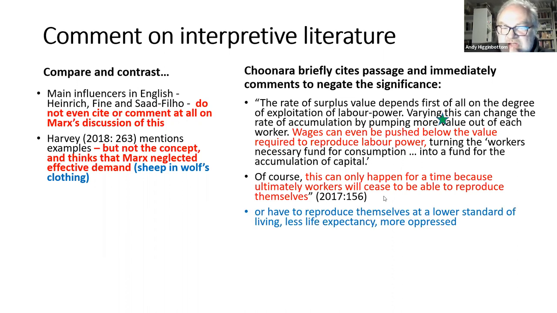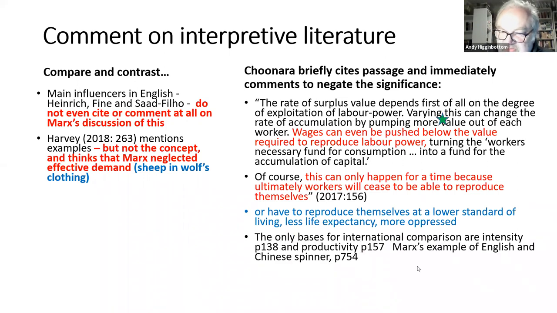Okay, so what Tuner is missing is that ultimately we have a condition where some workers have been obliged to reproduce themselves at a lower standard of living, less life expectancy, living under more oppressive conditions. And this is really important when we come to international comparisons, because Tuner, who is typical of orthodox Marxism in this respect, only considers the way to make international comparisons is using the two variables of intensity and productivity.